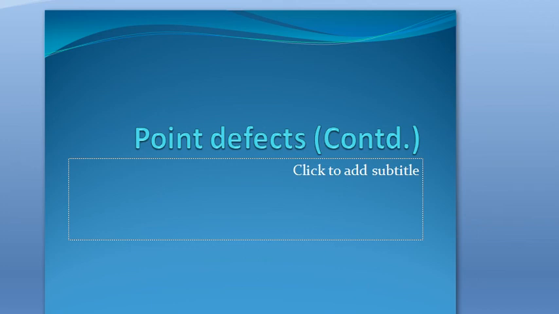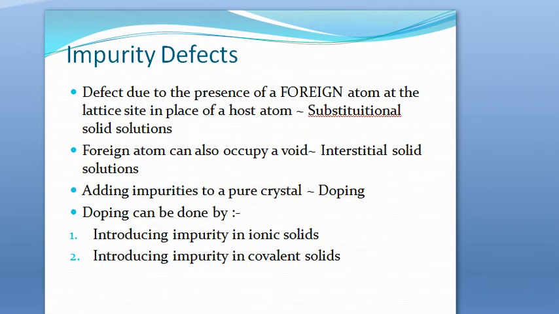So we continue with the point defects, and the third type is the impurity defects. Now impurity defects सिर्फ एक type of point defects नहीं है. This is a standalone topic. इसकी अपनी बहुत importance है. आप आगे पढ़ोगे, you will get to know why it is important on its own, right?